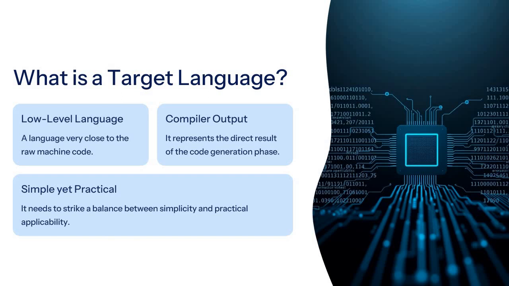So, what exactly is a target language? In compiler design, the target language is usually a low-level language. It could be assembly or even binary machine code that closely resembles the final output the CPU executes. It's the output of the code generation phase and it must balance two things, that is simplicity, so the compiler can generate it easily, and practicality, so it performs well on real machines.